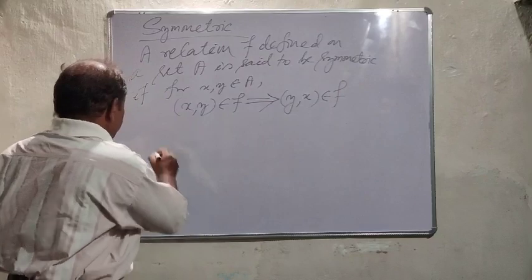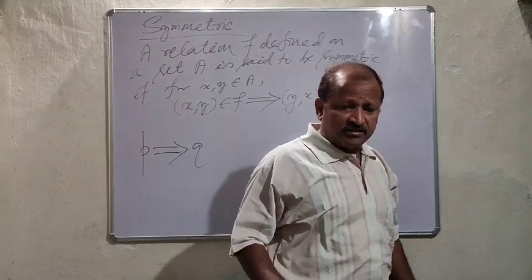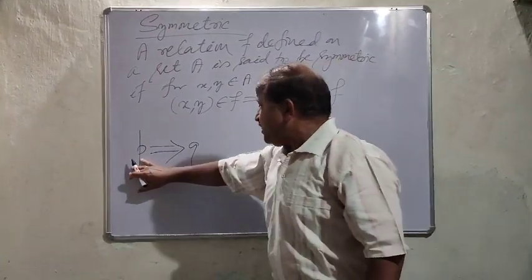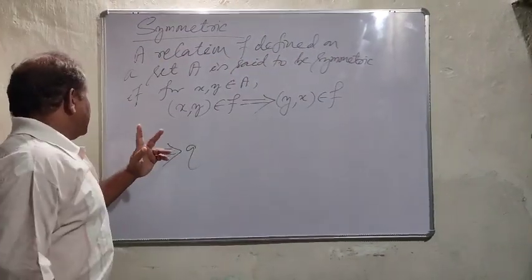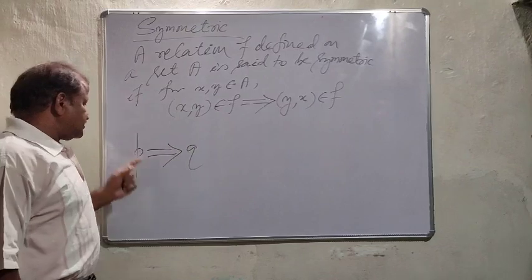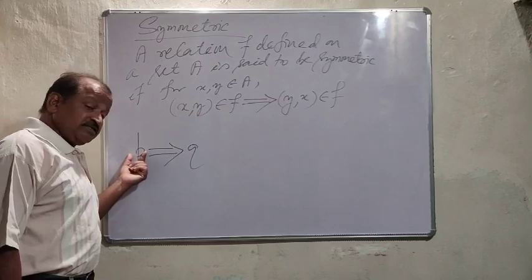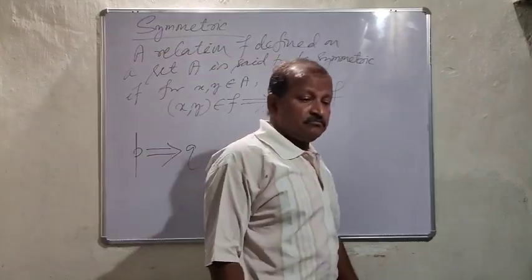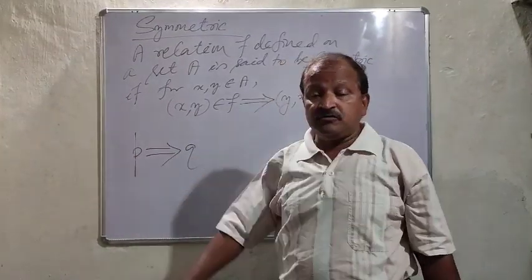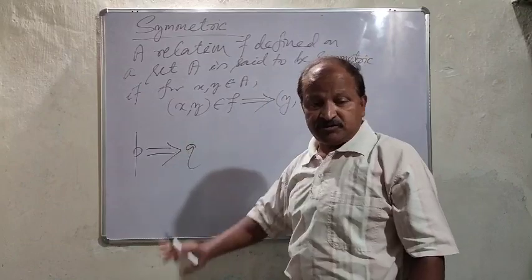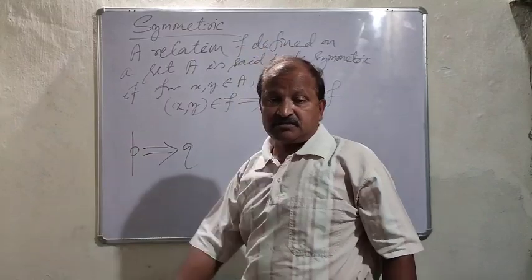What is an implication? P implies Q. You have read it in 11th class or first year. P implies Q gives us two messages. One is that if P is true, then Q must be true. Suppose P implies Q is written and you know that P is true, then you can conclude that Q must be true. Or if Q is false, then P must be false.